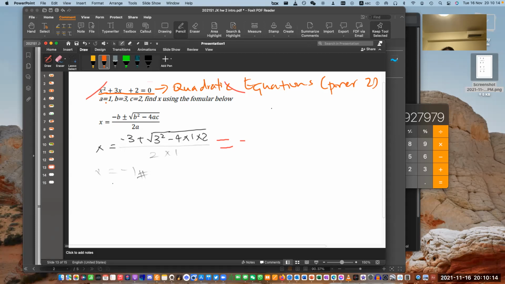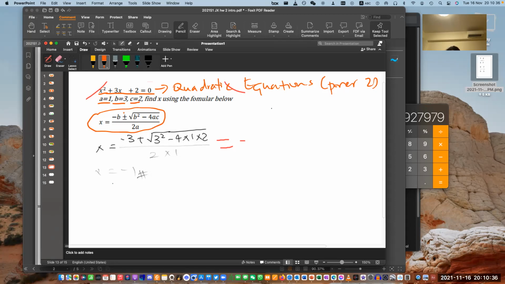And then over here it says a is equal to 1, b equals 3, c equals 2. Then you are going to find x using this formula. Have you encountered this formula before? I don't think so, right? Because this looks so complicated. All right, so let's make use of this complicated formula.